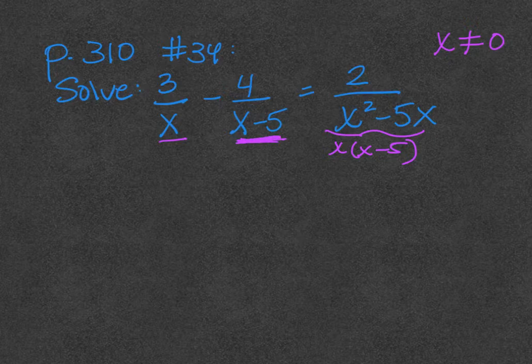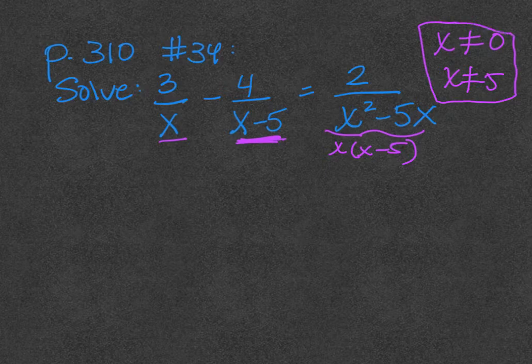But the x minus 5, if I set that equal to 0, then x is not allowed to be 5. So I'm going to keep these two in the back of my head. Okay, and if I get either one of those when I'm done solving, I'm going to reject it. The third fraction didn't give me any new values. It gave me the same thing. x can't be 0, x can't be 5. So that's why I didn't add anything to my list there.